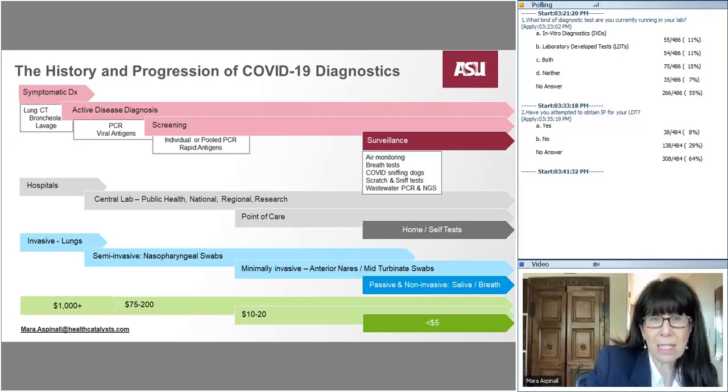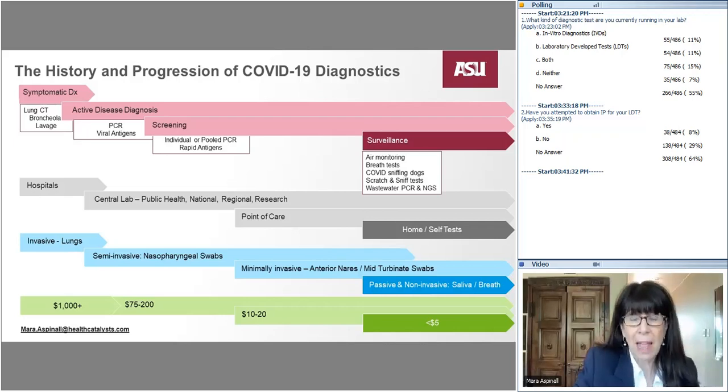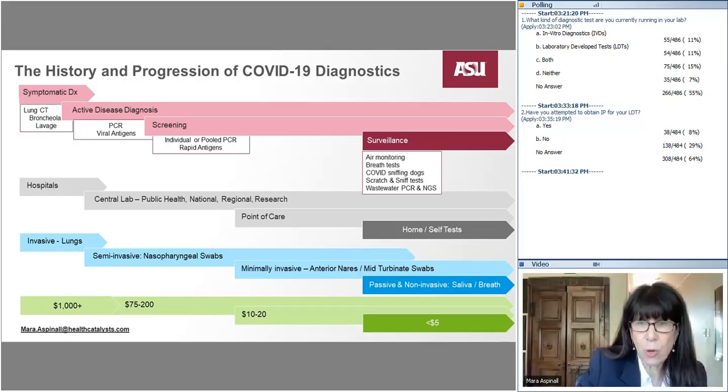And where do LDTs and IVDs fit in? Right here, right in the middle, active disease and screening. So now let's look to where these tests are being done. They started in hospitals, moved to the central lab, now moving to point of care and individual labs, and then to home and self-tests. But are these tests difficult? You know that from invasive to semi-invasive to minimally invasive to passive. And what is the price? Thousands to hundreds to tens to less than $5.